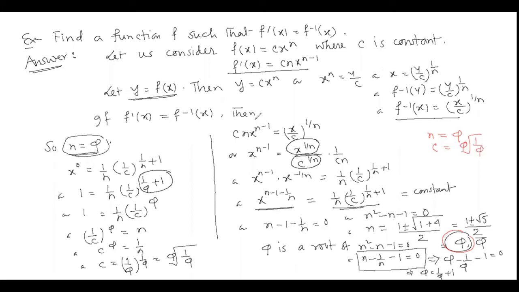So what will be our fx? Our fx is, we have taken c into x to the power n. So fx becomes c, that means 5th root of 1 by phi, x to the power phi. So this is our function, where if we differentiate the function, it will be equal to f inverse x. You can verify also.